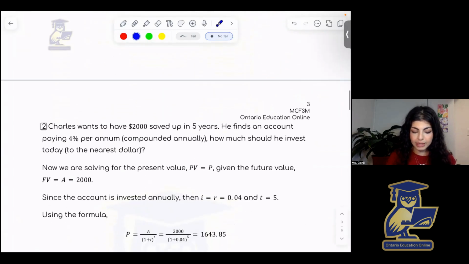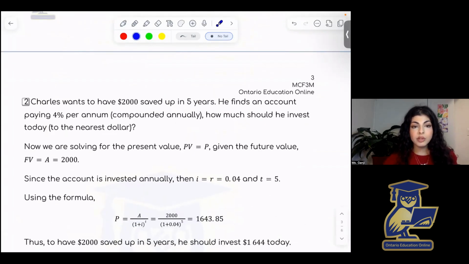Now let's go on to our second example. So Charles wants to have $2,000 saved up in 5 years. He finds an account paying 4% per annum, compounded annually. And how much should he invest today to the nearest dollar? So this is now an example where we have the future value and we want to know the present value. And so again, make sure you write down what you're given. So here the present value, PV or P, is what we're trying to solve. And the value we are given is the future value, or FV or A, which is $2,000.